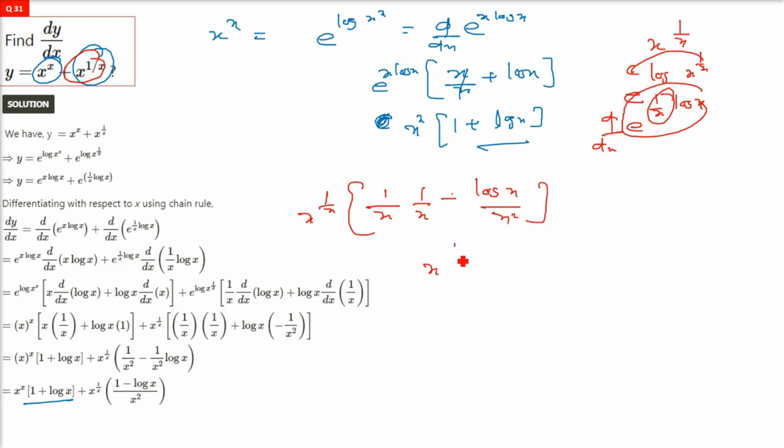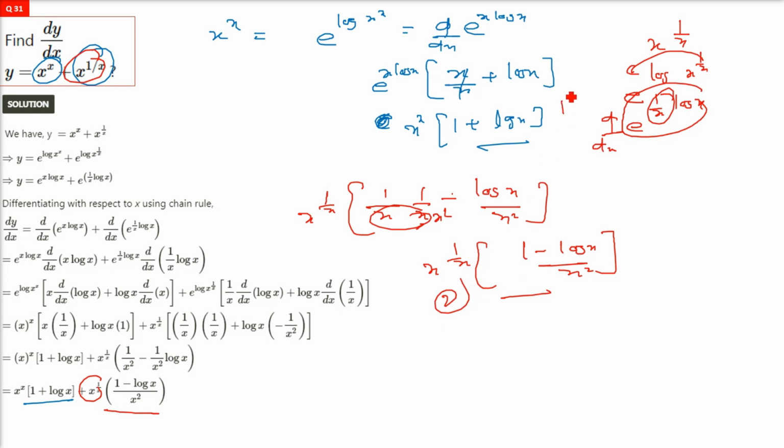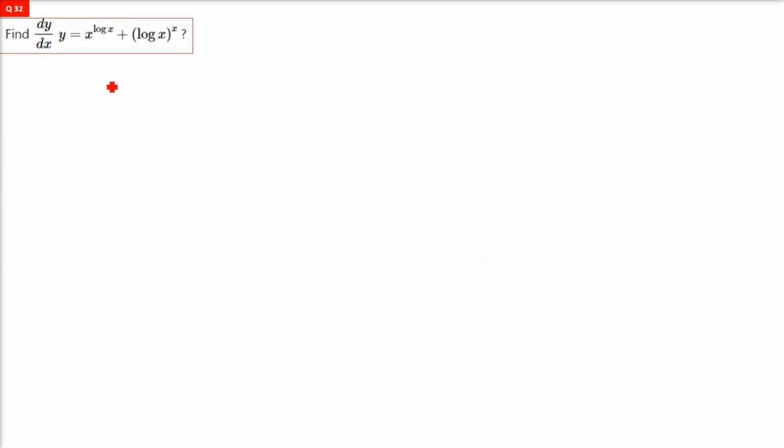So 1 by x square minus log x by x square. So you can take x square in the denominator: 1 minus log x by x square. This is your final answer. So this is 2 and 1. You can just add these two, and this is going to be the result finally.